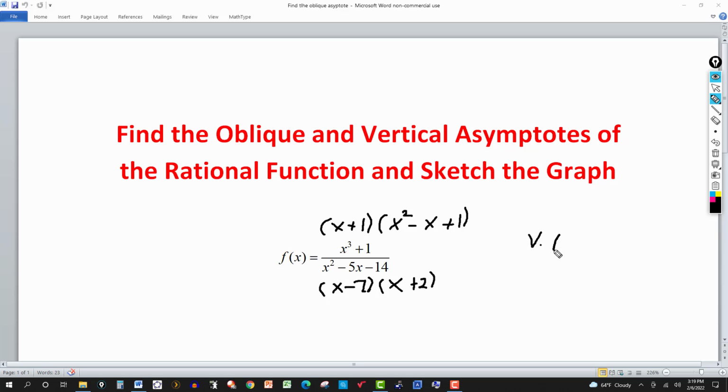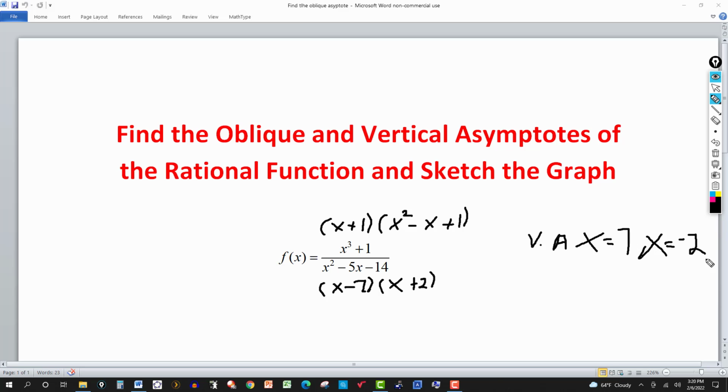So the vertical asymptotes here, we can see that 7 will make the denominator 0 and negative 2 will make the denominator 0, but not the numerator. So the vertical asymptotes would correspond to x equal to 7 and x equal to negative 2. That's where the function is undefined. So you will never expect the graph to cross. The graph will never cross the vertical asymptotes because that's where it's undefined.